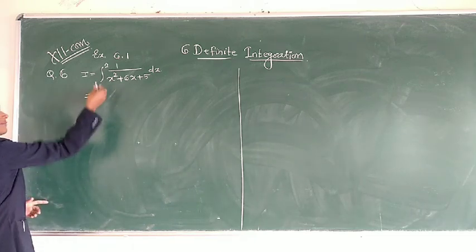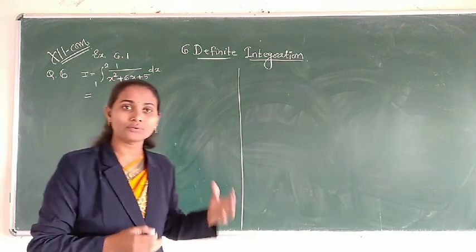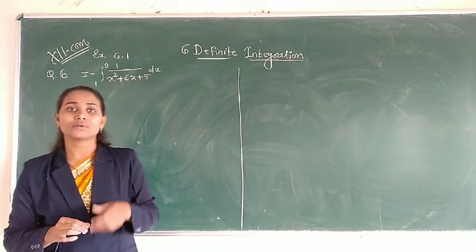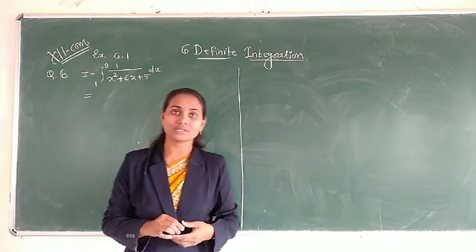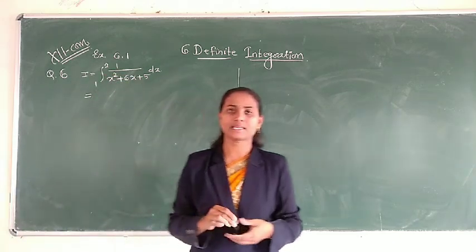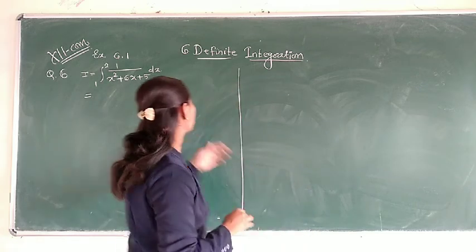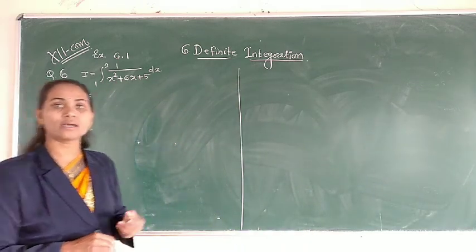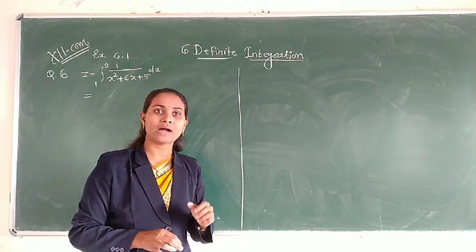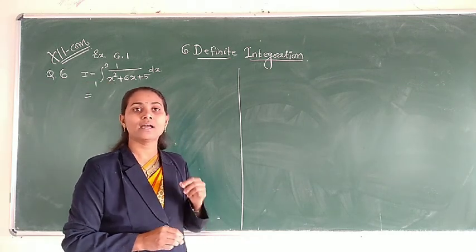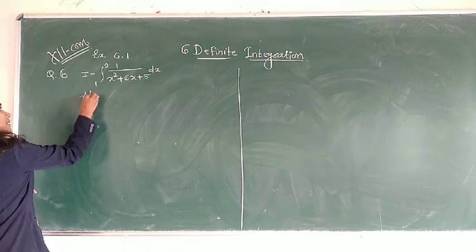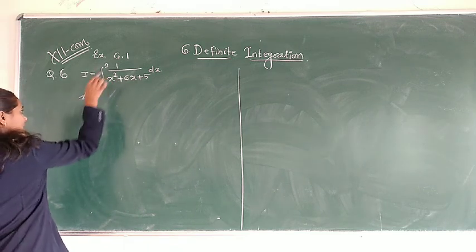This type of question we already solved. How to solve this type of question, that is 1 upon x square plus bx plus c. First we have to make the coefficient of x square unity in that type of examples. Here the coefficient of x square is already 1. To make the complete square we have to add and subtract the term 1/2 into coefficient of x.